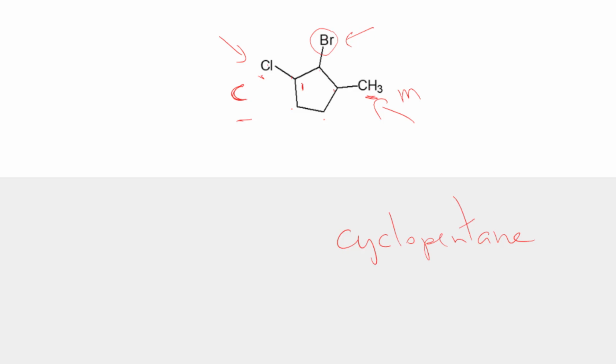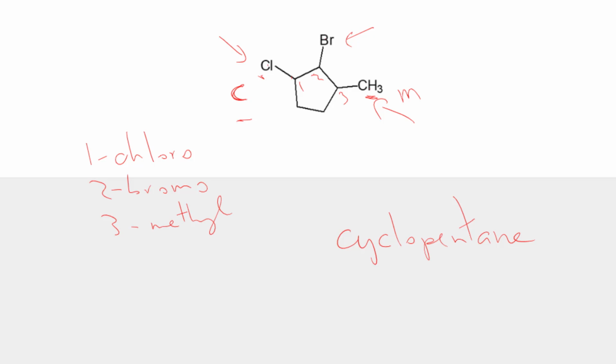I could number the ring this way, but as you can see, the numbers are going to be much larger. If I go 1 chloro, 4 methyl, 5 bromo, as opposed to the 1 chloro, 2 bromo, and a 3 methyl group here. So this is the preferred way to go. Again, in the 1 position is the chloro, in the 2 position is the bromo, and in the 3 position is the methyl.